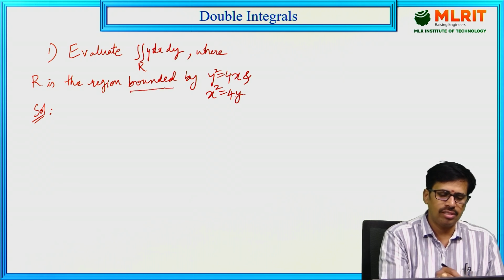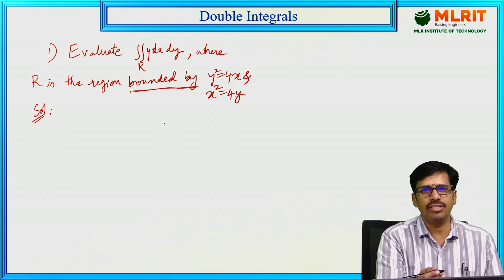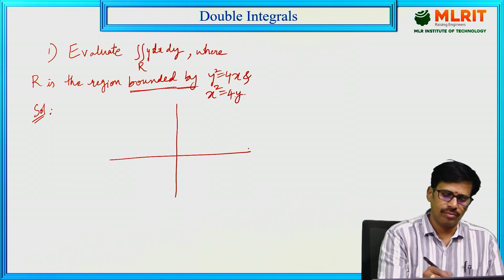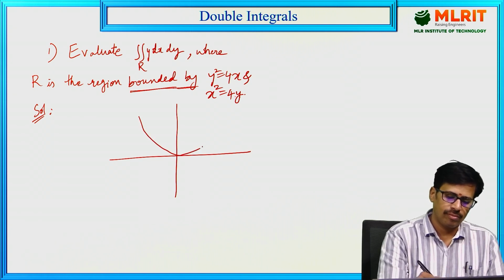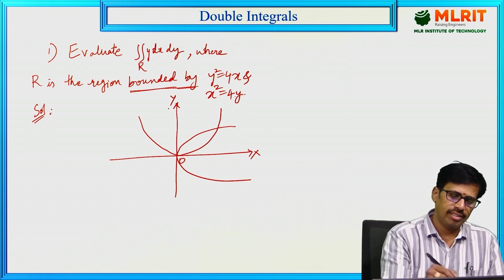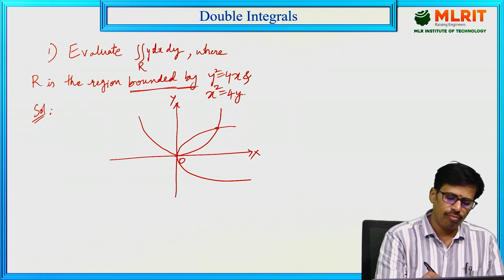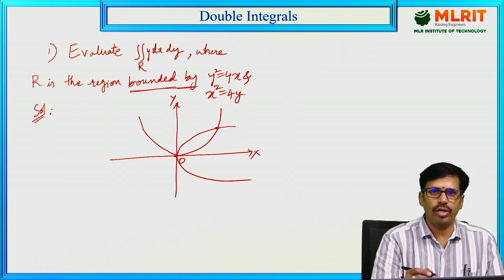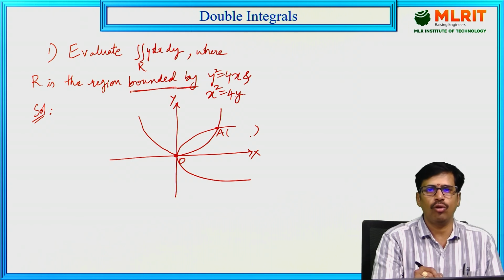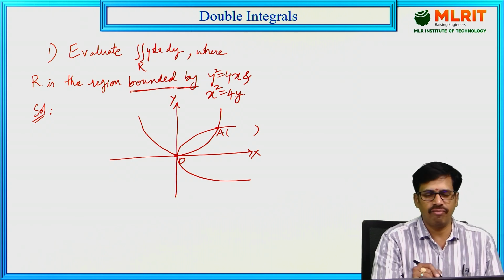How is the region given? It is bounded by two parabolas. So first let us identify the region, which means we have to draw both the parabolas. So this is the x axis, this is the origin, this is the y axis, and these two parabolas intersect at 2 points. Obviously one is the origin, that we know. We have to find the point of intersection of these two parabolas, then only we will be able to find the limits for x and y, right?